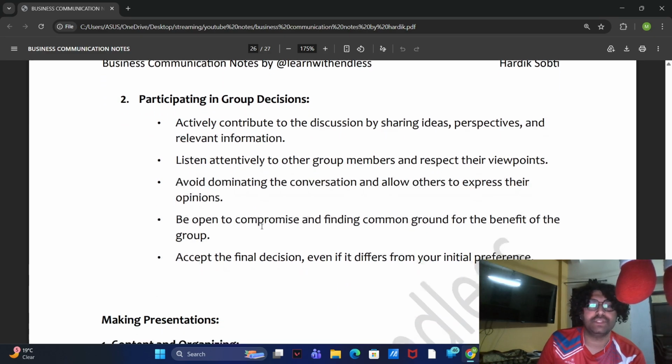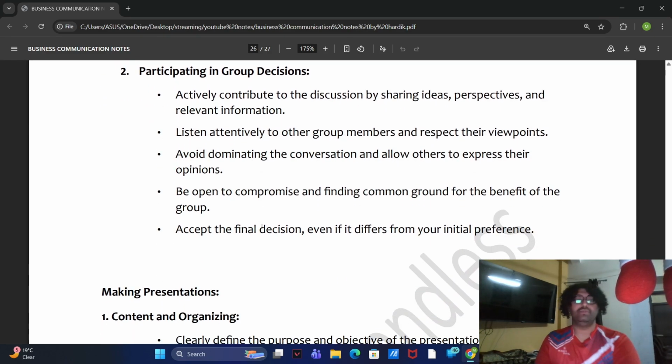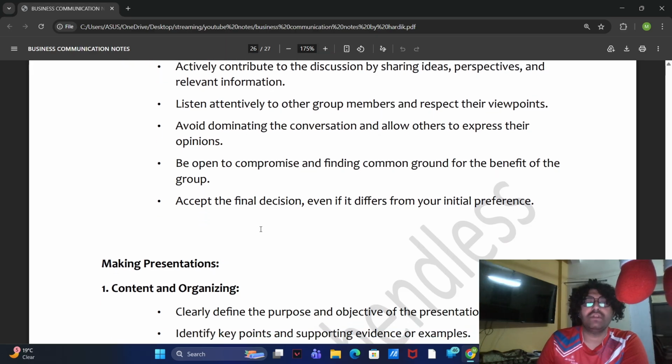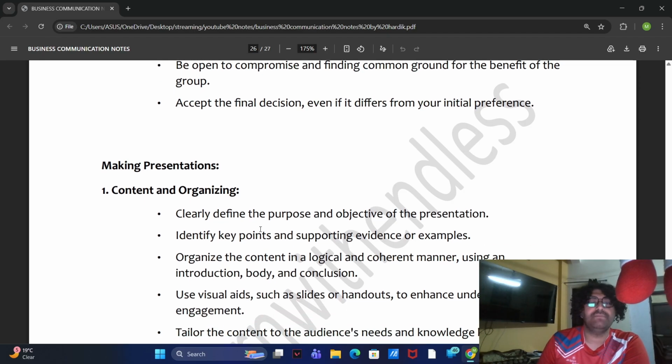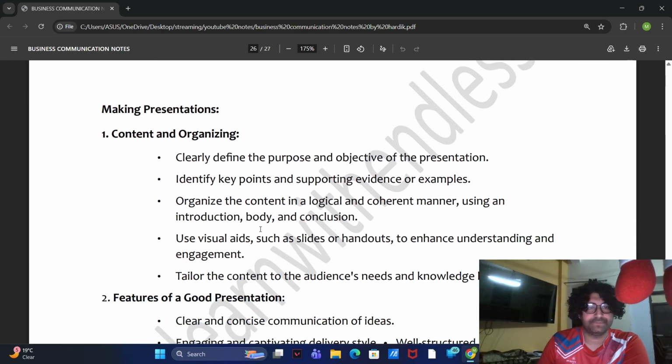Participating in group discussion. Actively contribute to the discussion by sharing ideas, perspectives, and relevant information. Listen actively to other group members and respect their viewpoints. Avoid dominating the conversation and allow others to express their opinions. Be open to compromise and finding common ground for the benefit of the group. Accept the final decision even if it differs from your initial preference.